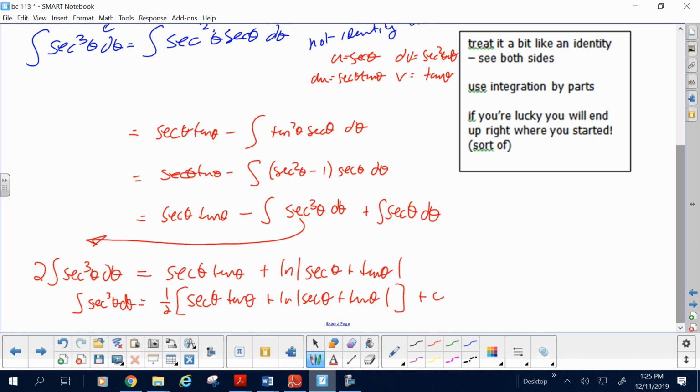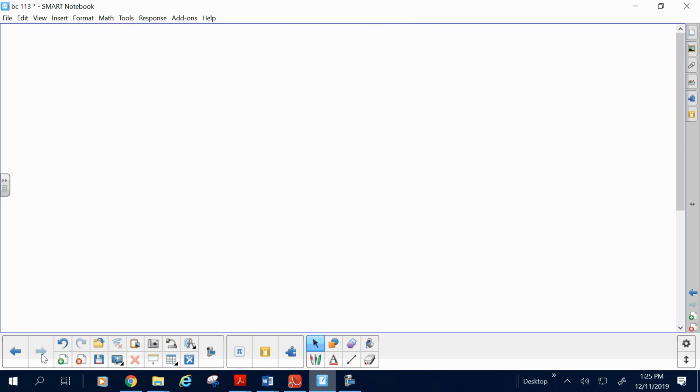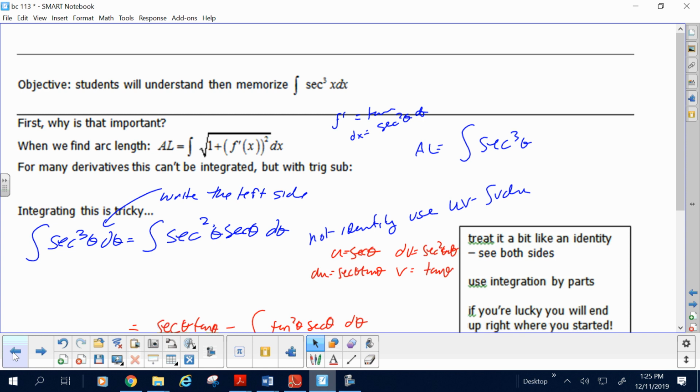That's called circular integration with the side of integration by parts. Okay, it's pretty great. Your hope is to get right back to where you started. All right, that is that. Every time I say, do we even have to be able to do that? The answer is yes.